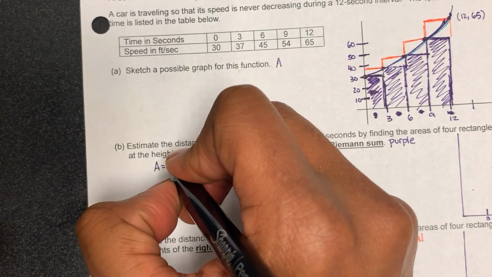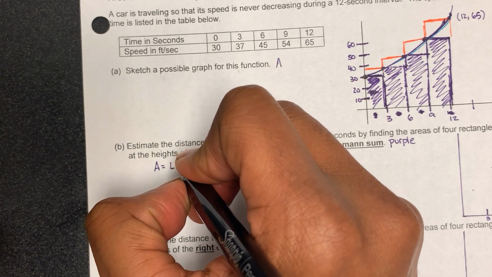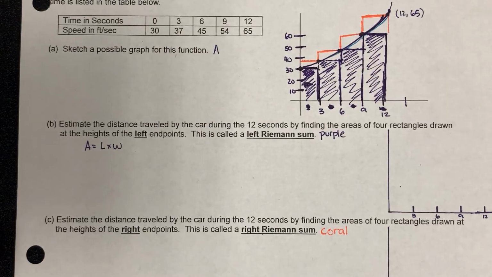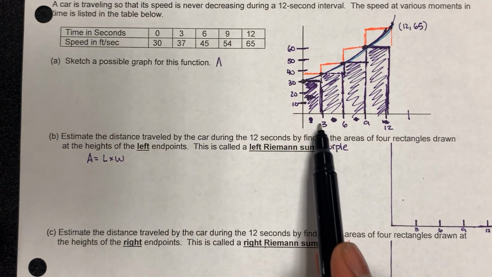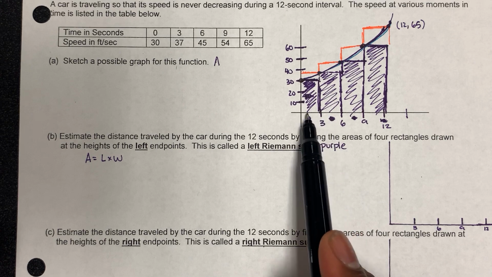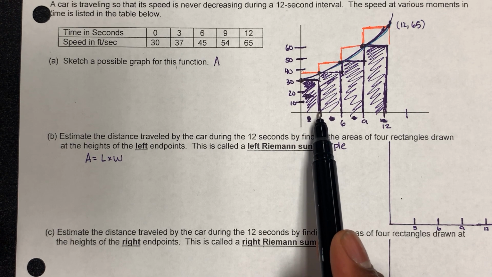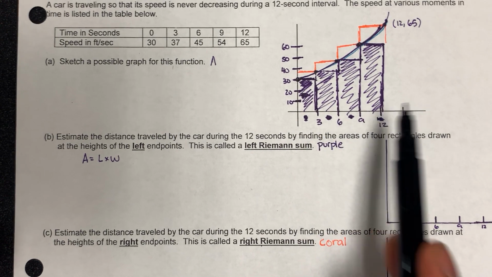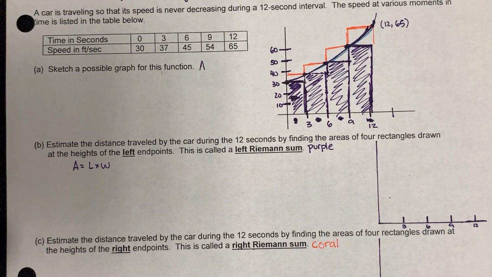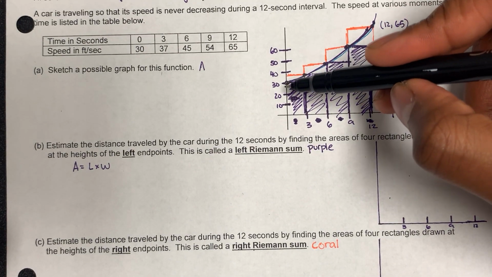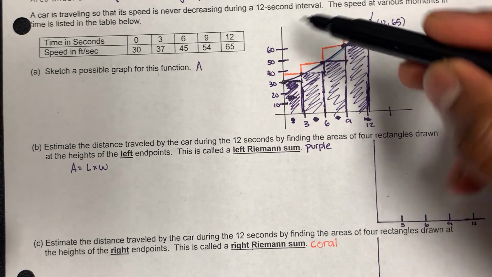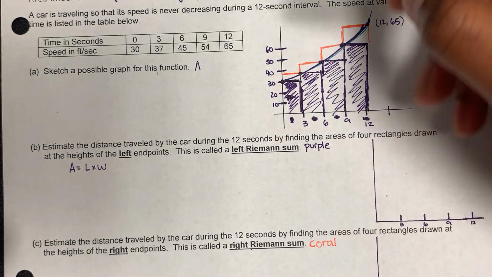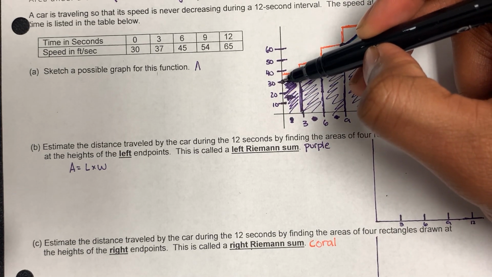So the area of a rectangle is just length times width. We've designed the function so that the width of every rectangle is 3, because this is 0 to 3 to 6 to 9 to 12. So every rectangle has a width of 3, and the length of the rectangle, because it's a left Riemann sum, is the height of the left endpoint.